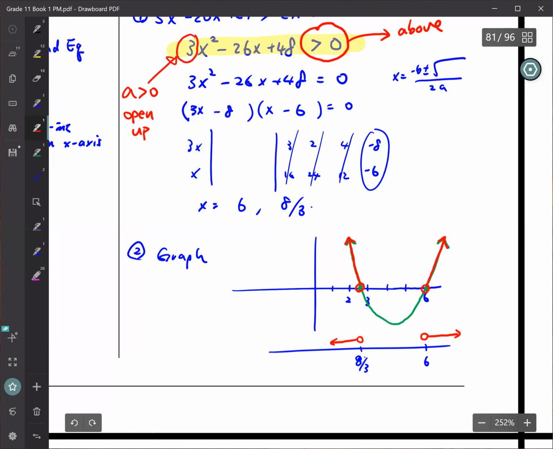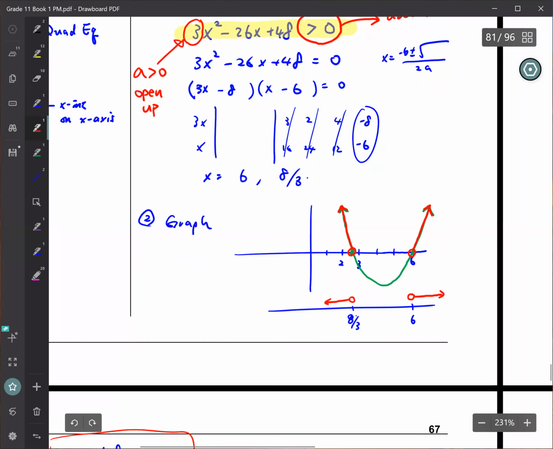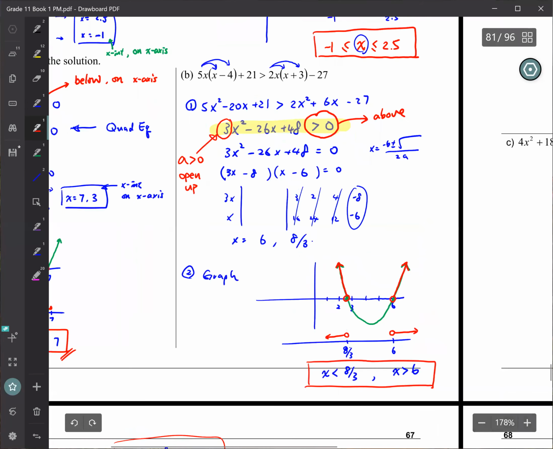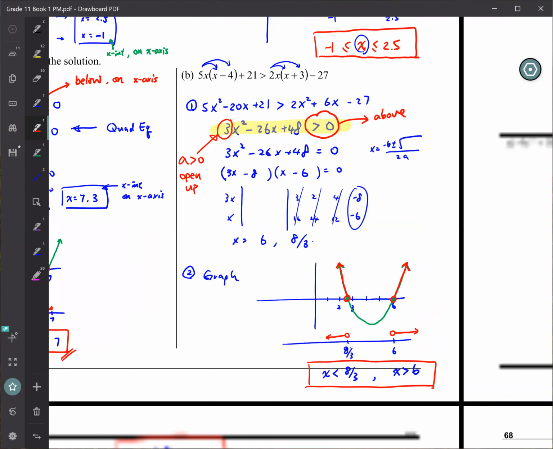So there are two lines. Two lines means you have two answers. On the right side, then you put x greater than 6. Greater means to the right. To the left side means smaller, right? So x smaller than 8/3. So this question has two answers. Okay, any questions?